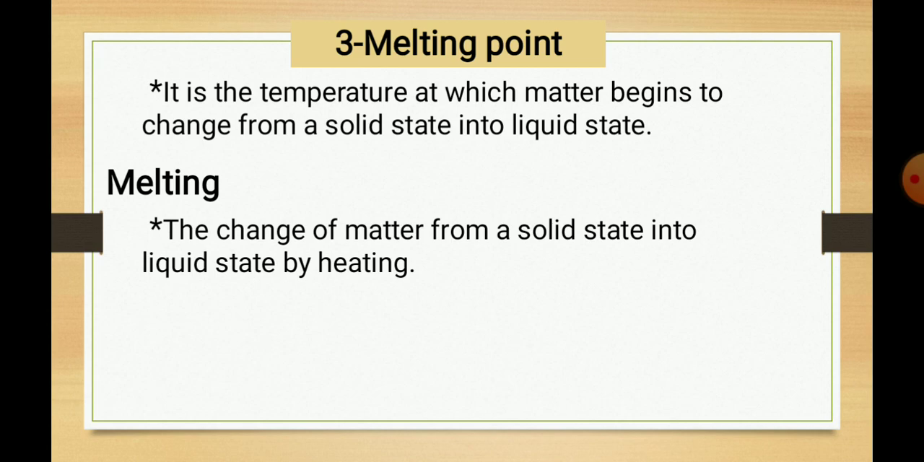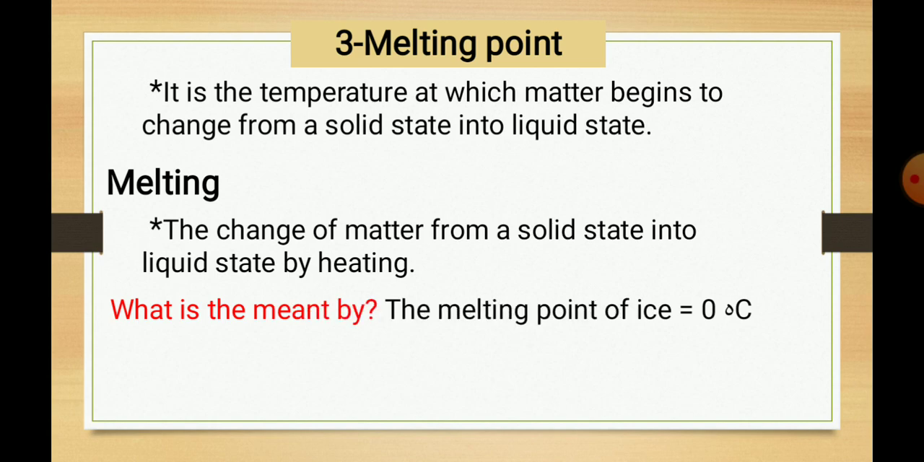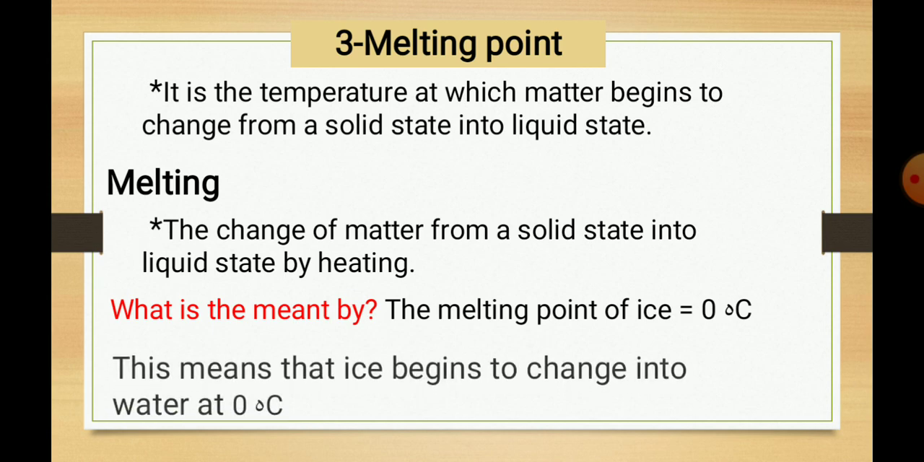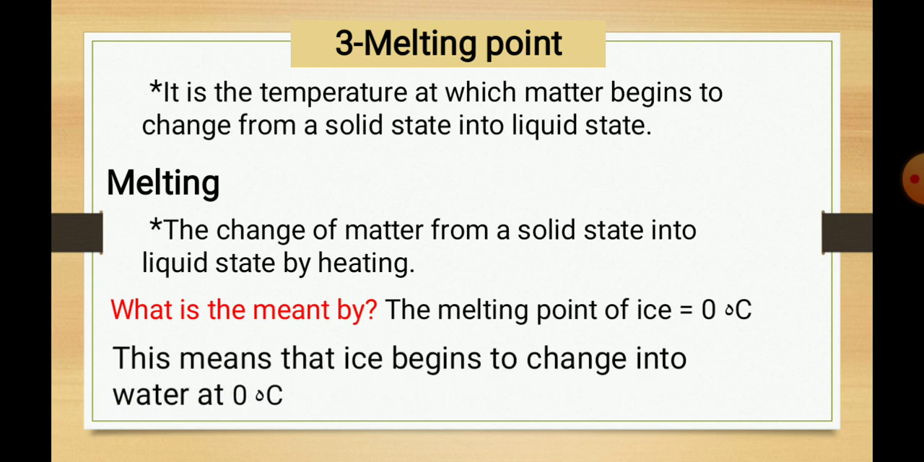So now I'm asking you about the melting point. If you see the change of matter from solid to liquid by heating, I'm asking you about the melting process. What is meant by the melting point of ice equal 0 Celsius degree? This means that the ice begins to change into water at 0 Celsius degree. So each substance has a definite melting point, which is used to differentiate between different substances.